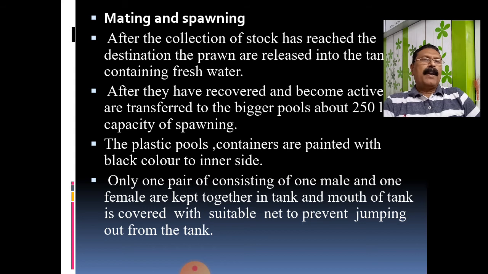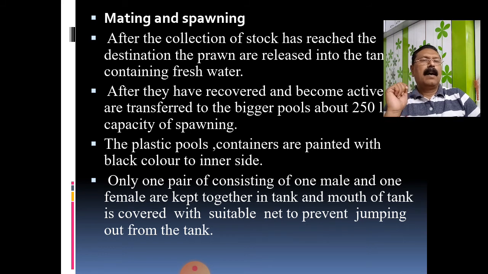So what will be the probable ratio? I am giving again the reference of freshwater fish culture. At the time of breeding, we use the ratio 2:1. That means 2 are male and 1 is female in the case of fish culture. But in the case of prawn, for the purpose of spawning, we have to use the ratio 1:1.